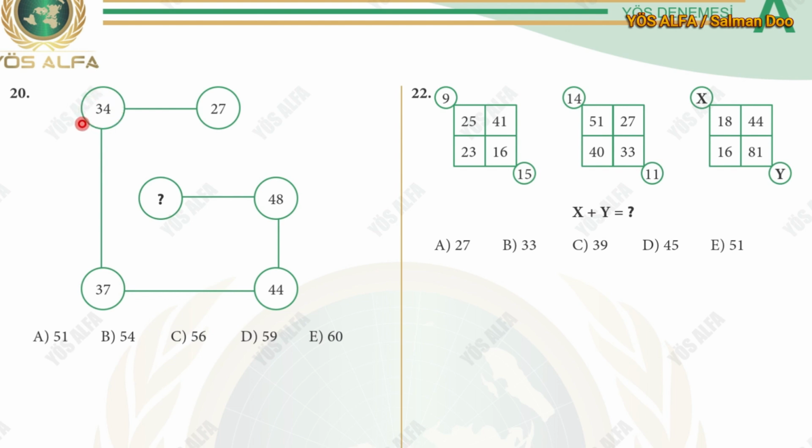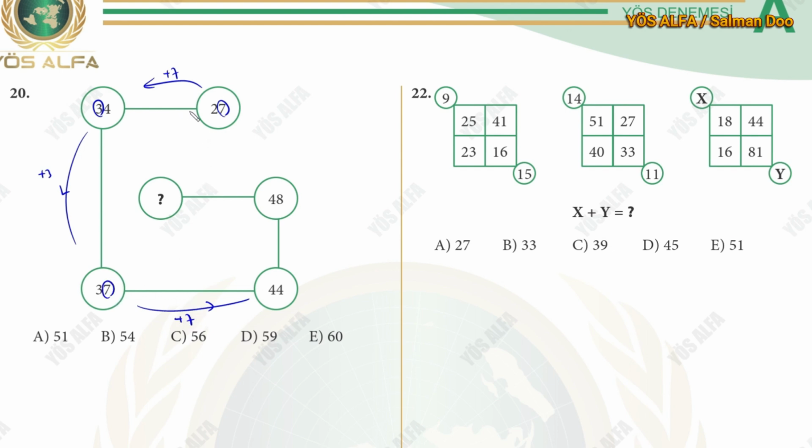27 becomes 34 by adding up 7. The 7 is this one. So 34 becomes 37. So we are adding up 3. That 3 is from here. And 37 becomes 44. We're adding up 7. The 7 is from here.